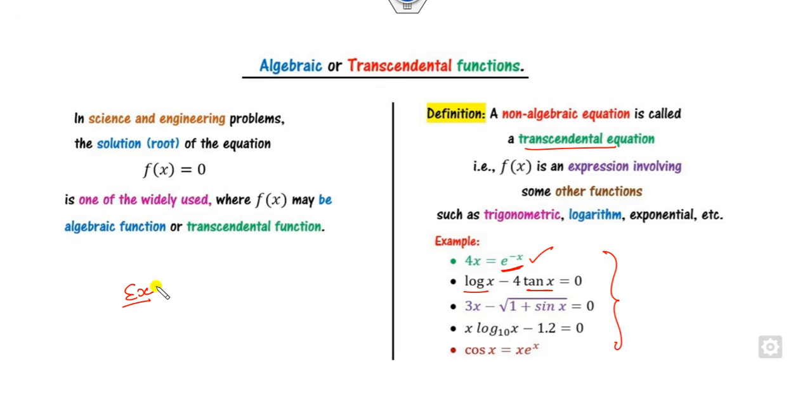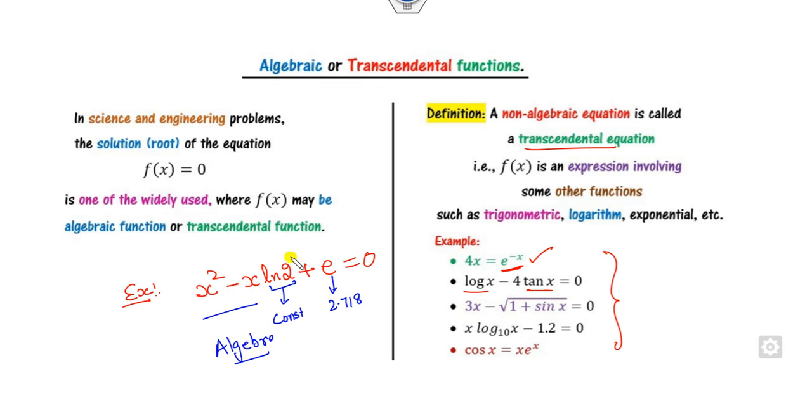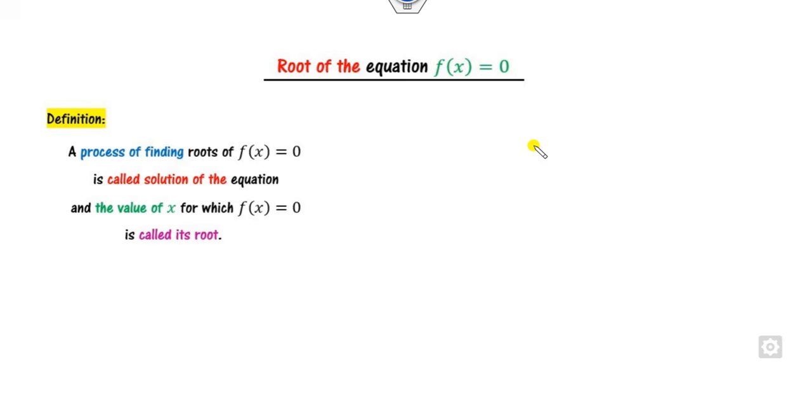If I provide you one more example, say x square minus x ln of 2 plus e = 0. Is this algebraic or transcendental? You can see ln of 2 is a constant number. This exponential e is again a constant number; we all know it is 2.718. So basically it is a polynomial, which means it is an algebraic equation. Although there is the presence of ln, that is the natural log of 2, it is of the constant kind. So this is an algebraic equation, not a transcendental equation.